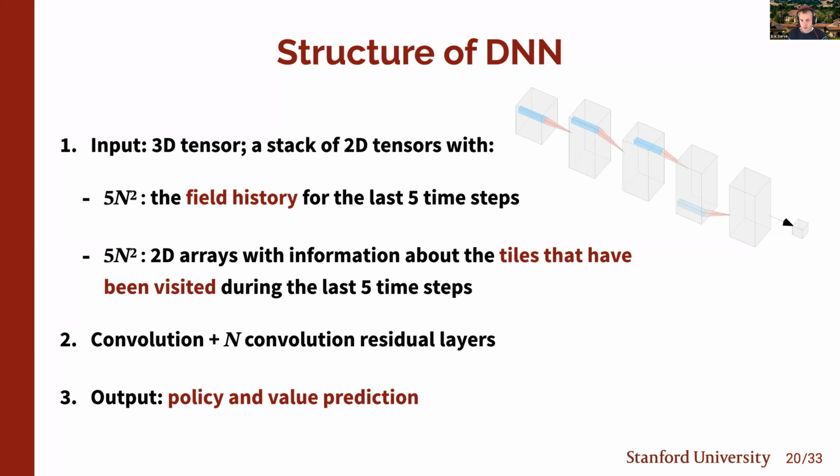This is similar to the game of Go, actually, where you have the problem of how to encode the order in which the last 5 stones were placed. The way to do that is to feed the neural network a number of boards with the state of the board at different time steps. That allows the neural network to figure out which tiles were last visited and in what order, and then make a prediction based on that.